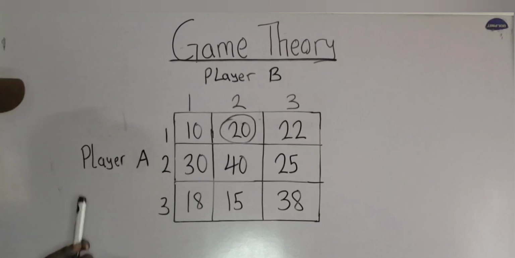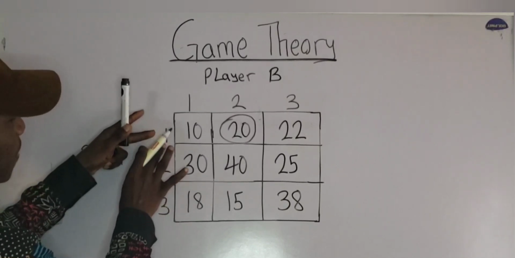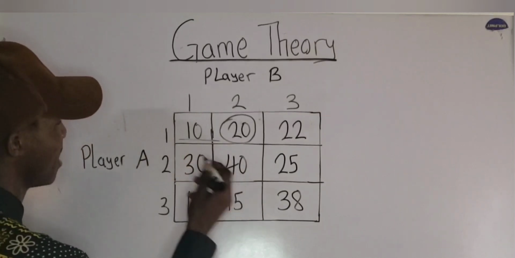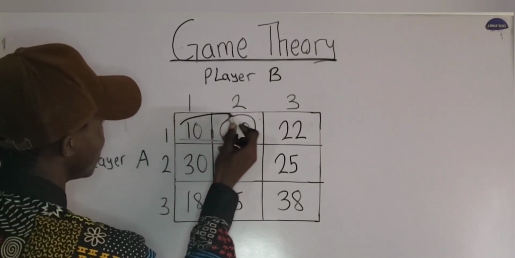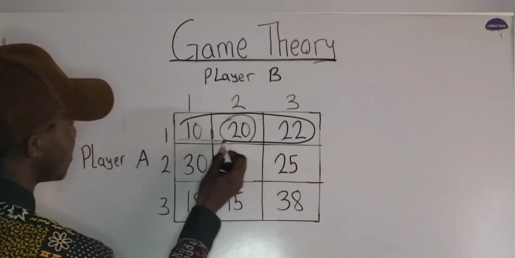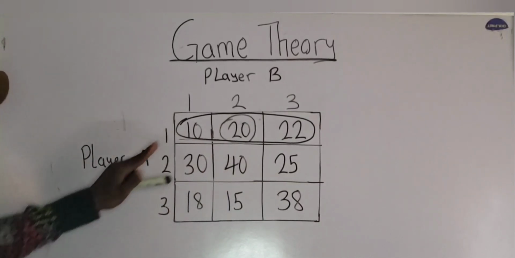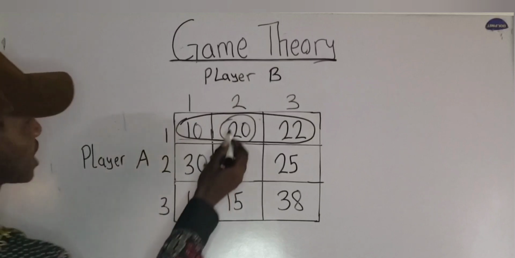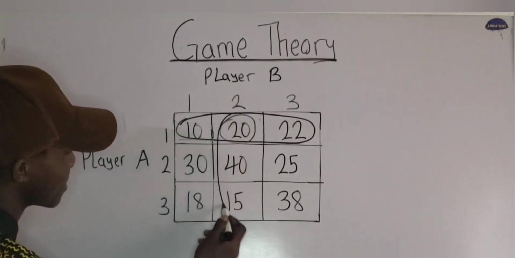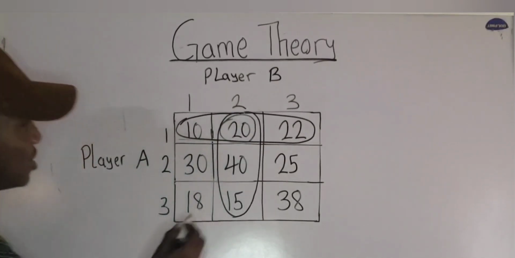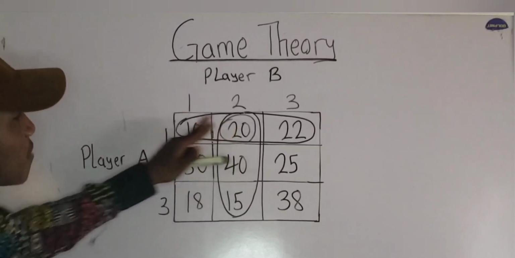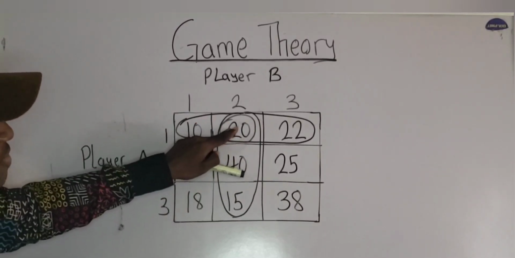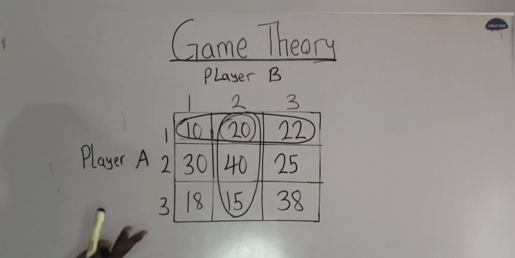For example, if player A selects the first strategy, I'm going to have something like this. And if player B selects the second strategy, I'm going to have something like this. The intercept of these strategies is what I call the outcome. So the outcome of this game is 20. Do you understand how I got the outcome?